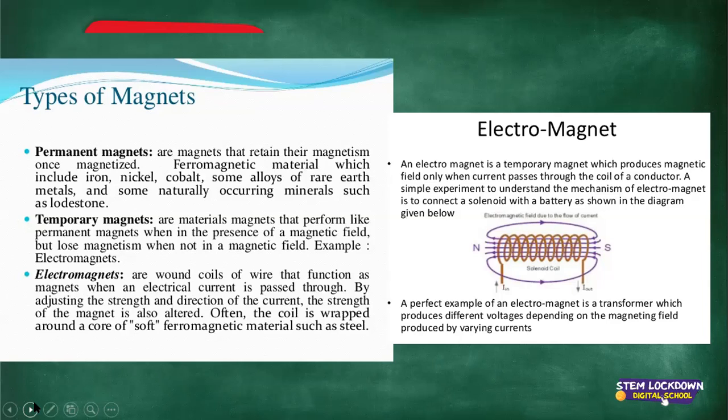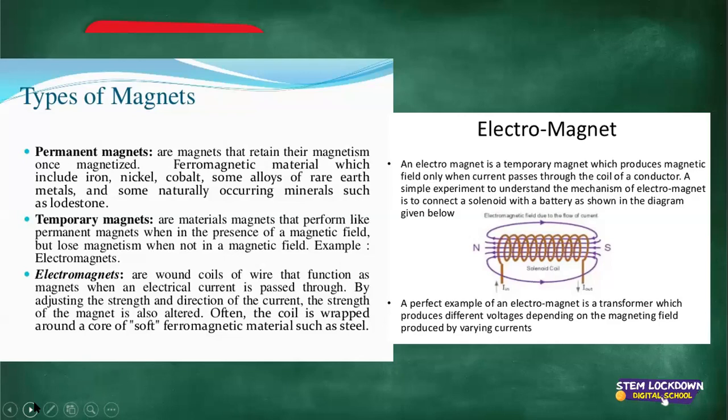Then also we have a temporary magnet. A temporary magnet is basically like an electromagnet, because when you apply an electric current to it, the atoms start moving in a specific direction. It flows in a specific direction. So that's what a temporary magnet is. It's basically an electromagnet. They act like a magnet in the presence of a magnetic field, but it loses its magnetism when it's not in a magnetic field.